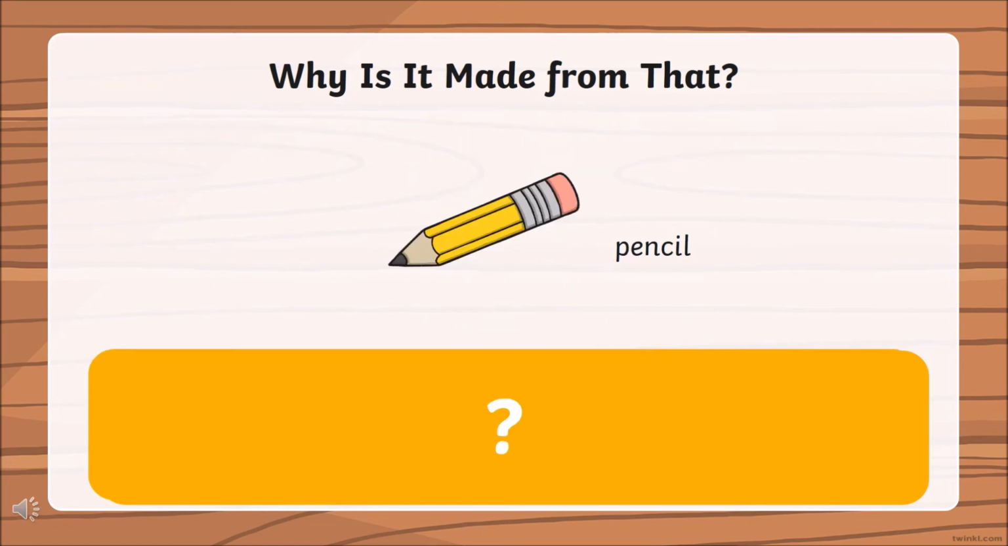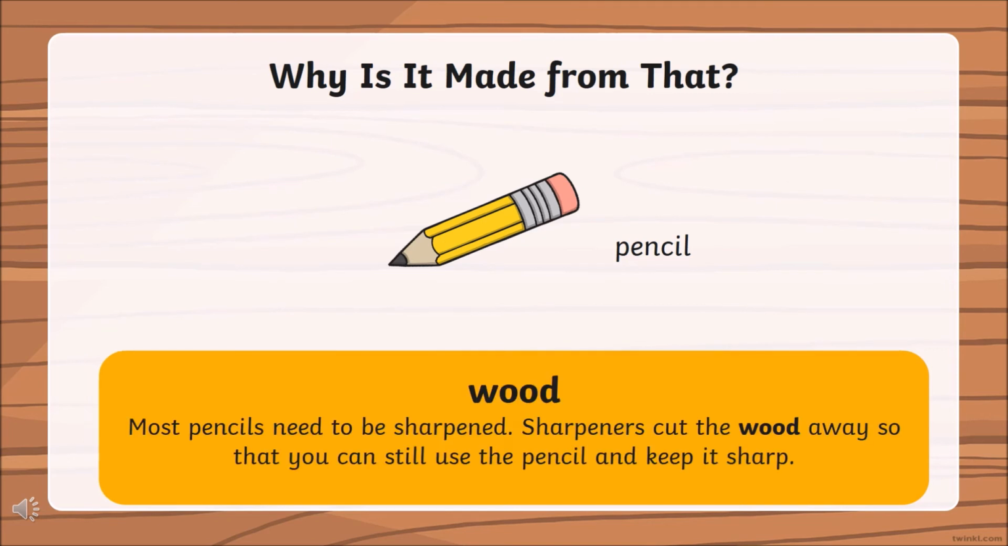Here's the next one. It's a pencil. Not the rubber on the end. We know that's made from rubber, and it's called rubber. I want you to tell me what the material is of the part of the pencil that you hold with your fingers. Can you guess what it's made out of? It's made out of wood. Most pencils need to be sharpened, and sharpeners cut the wood away so that you can still use the pencil and keep it sharp. That's why it's made out of wood.